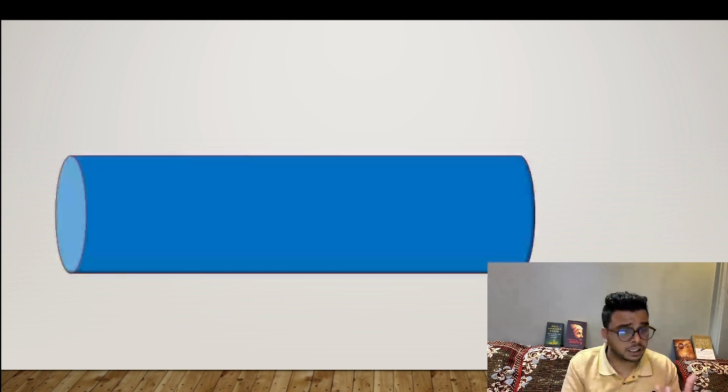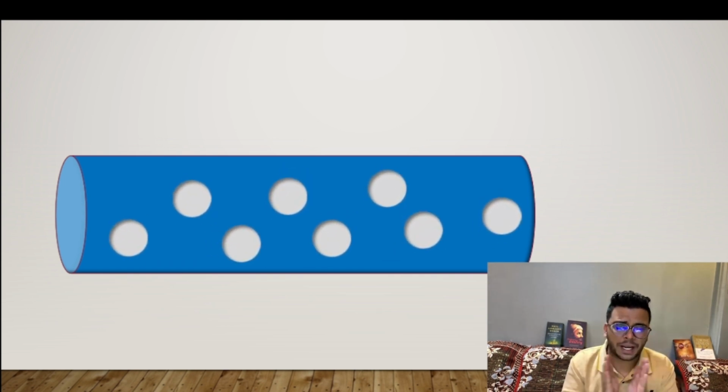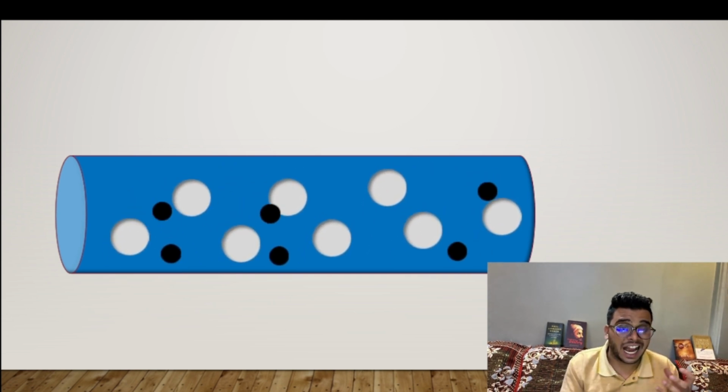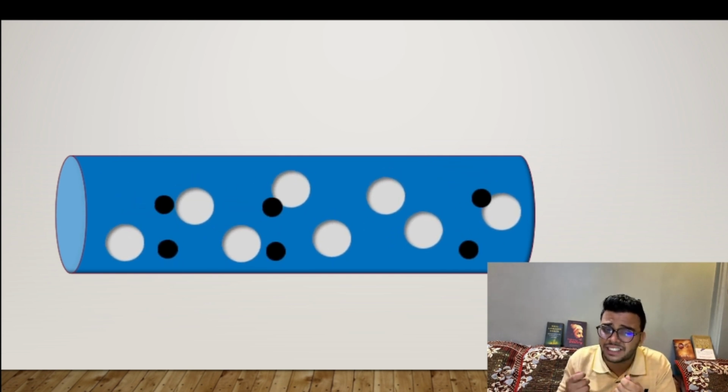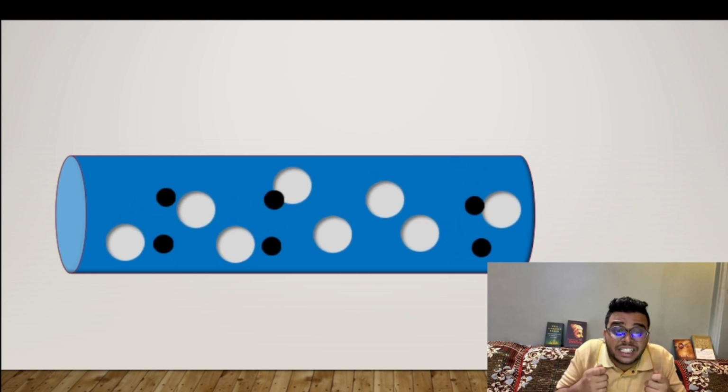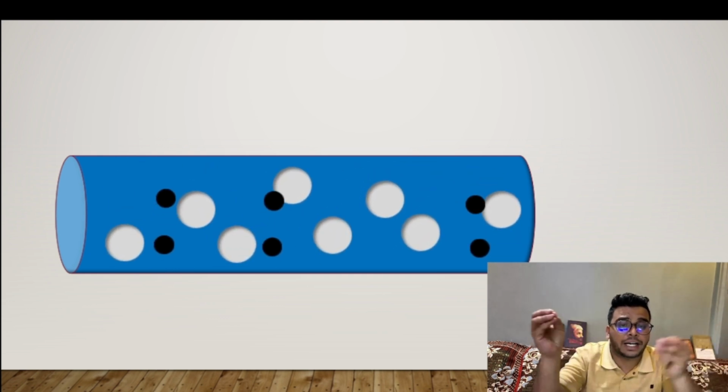We have a conductor. Now in this conductor we have atoms and molecules which are vibrating at their places, and then there are free electrons. As metals only have these free electrons, metals are known as good conductors of electricity. So as you can see, whenever current is not flowing or whenever potential difference is not applied, these free electrons are bouncing off randomly here and there.